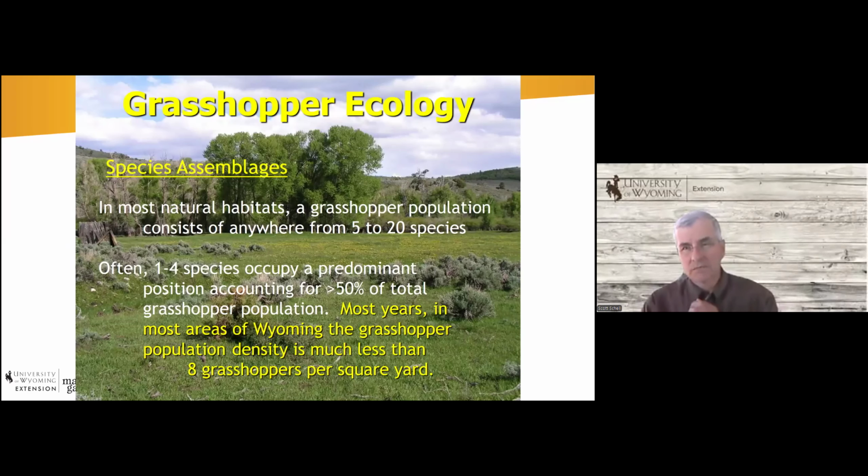I was talking about, it's very unusual to find a spot that doesn't have multiple species. Usually you have anywhere from 5 to 20 species present, and because they have all these niches that they fill, that's part of the reason you see that. But in some cases, you do have outbreaks of these particular species. But in Wyoming, most years in most areas, grasshopper population is much less than 8 grasshoppers per square yard. And sometimes, probably less than 3 is the dominant density on our rangeland.